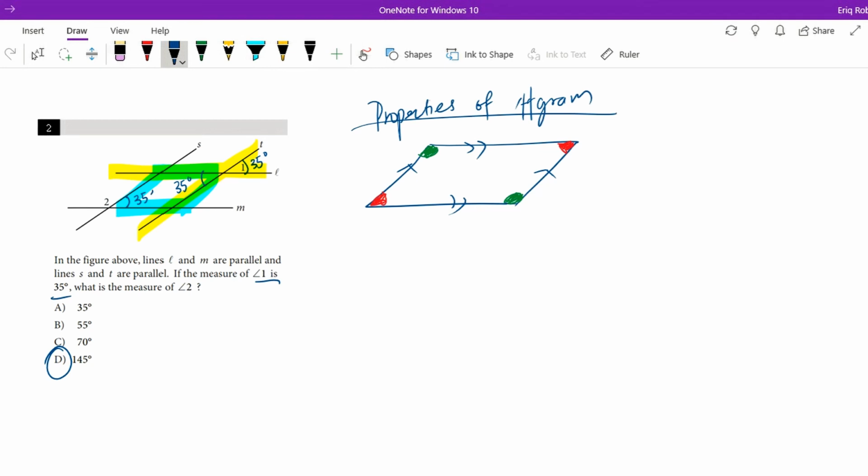And as you can see, this is a straight line. So, angle 2 will be equal to 180 degrees minus 35 degrees, which gives us 145 degrees. And that's the answer.